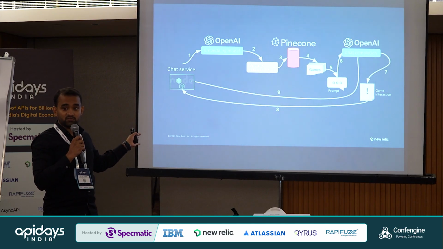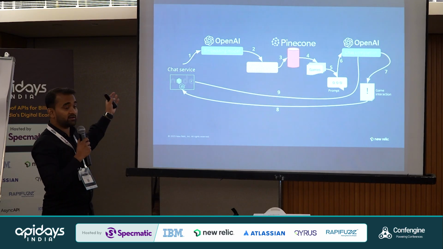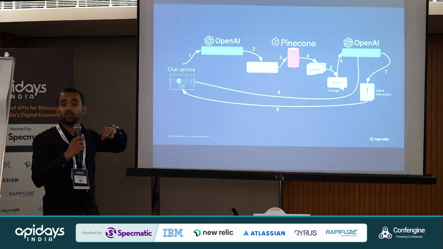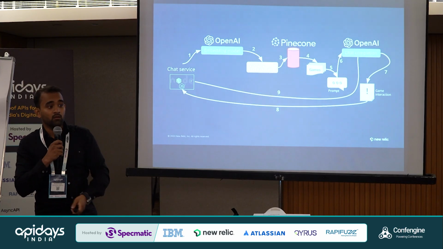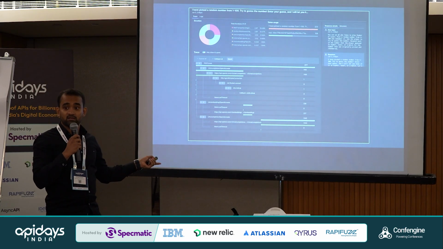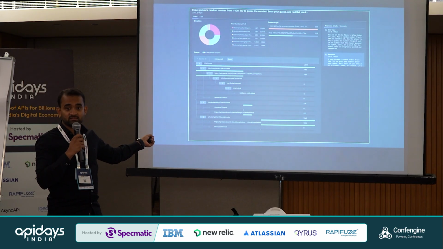But this is what we are trying to achieve. We have a chat service written in some other language. We are using OpenAI. Then we have a vector database, multiple prompts, chains, and whatnot. What about in that scenario? Well, you get elaborated scenarios, you get elaborated traces.